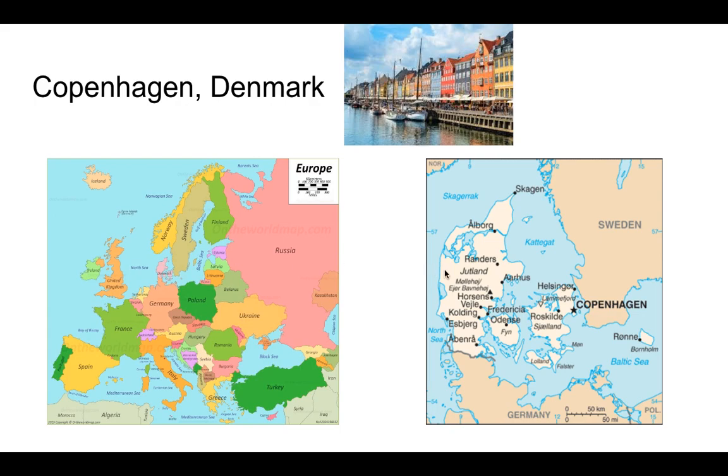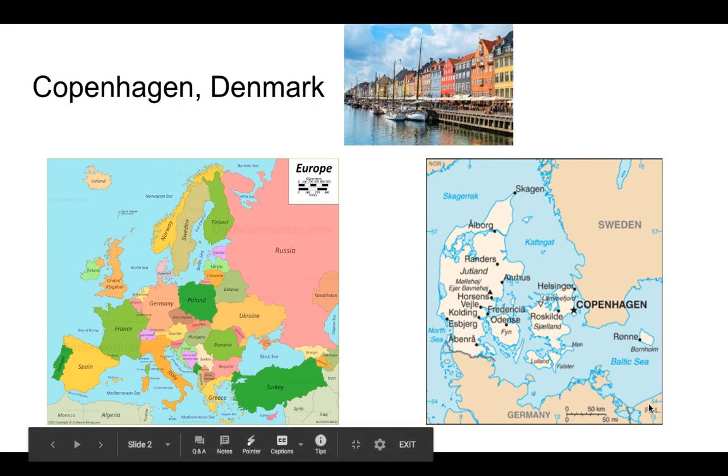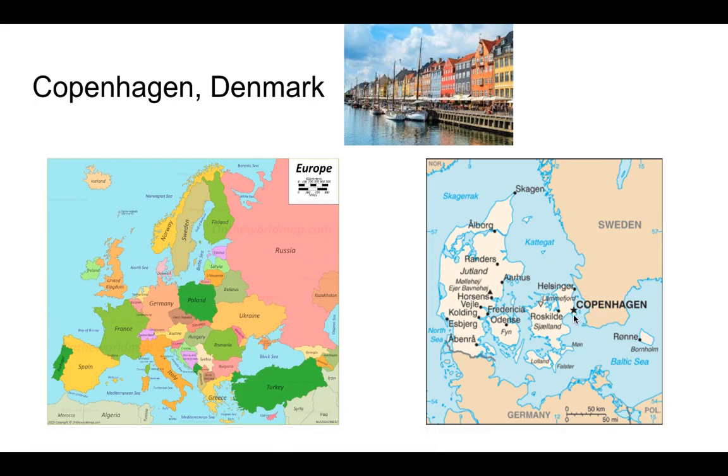This map on the right shows a close-up look at Denmark. Copenhagen, with the star here, is the capital of Denmark. If you notice, Copenhagen is very close to Sweden. It's just across this small body of water. Sweden is going to play a large role in this story, Number the Stars.